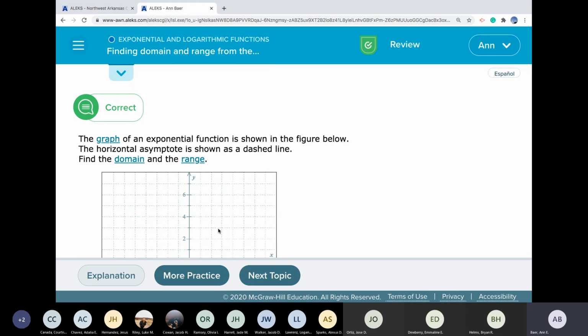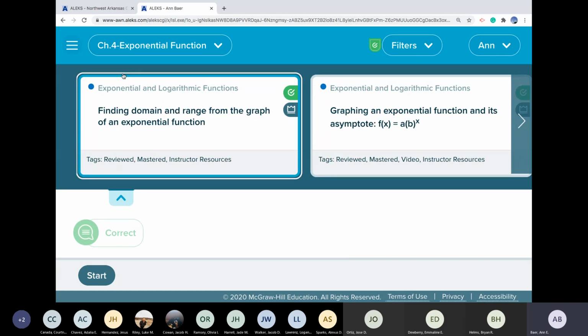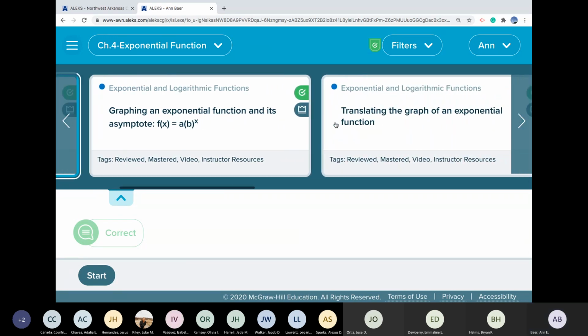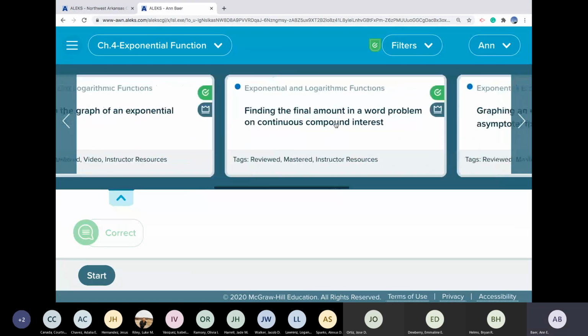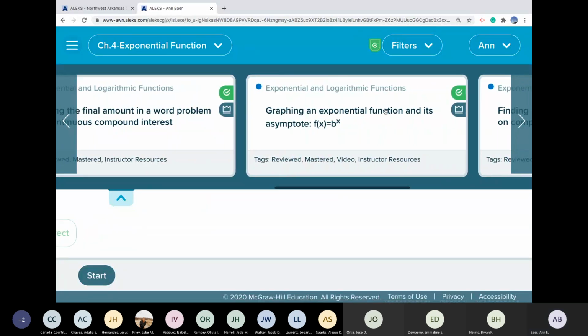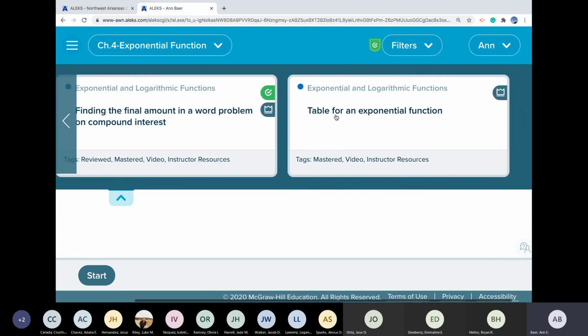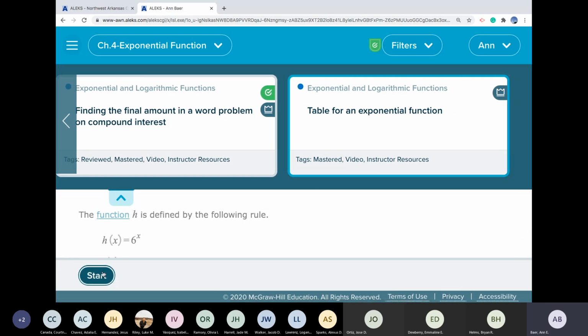So now let's talk about graphing. And where we're going to make t-tables. Let's look at graphing an exponential function in the form f of x equals a times b to the x. We're not quite ready to do that. Let's see, here we go. Let me take a look at this table for an exponential function, because I really want to talk to you about how you can use the graphing calculator to help you out. So let's look at this topic.